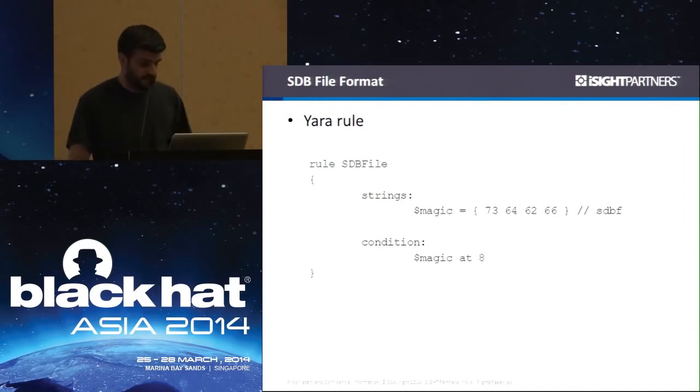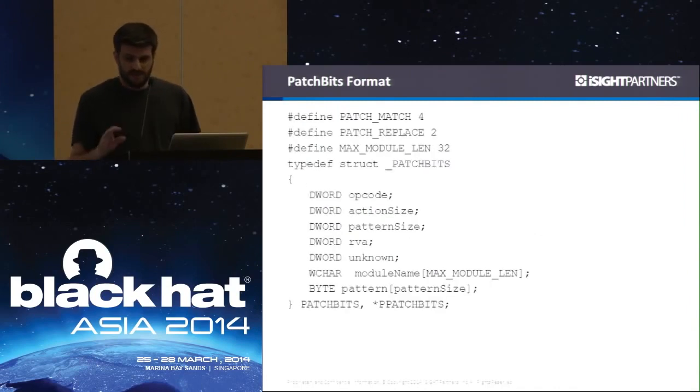So using the tool, you give the dash capital C option with the configuration file that you've created, and dash O to just give an output name for the SDB file that you're creating. Now this processes the config file. It prints out some debug information. This was really for me, but it may be useful to you guys while you're doing this as well.